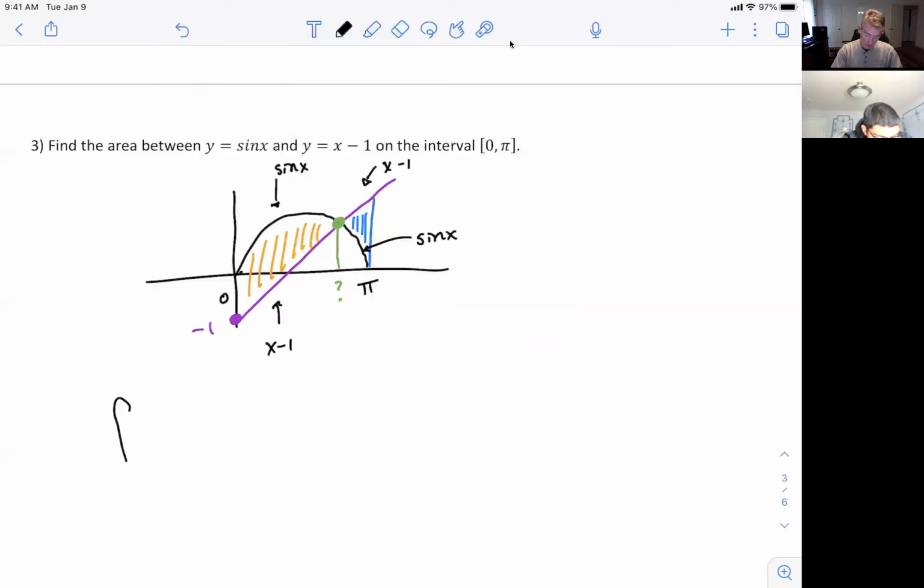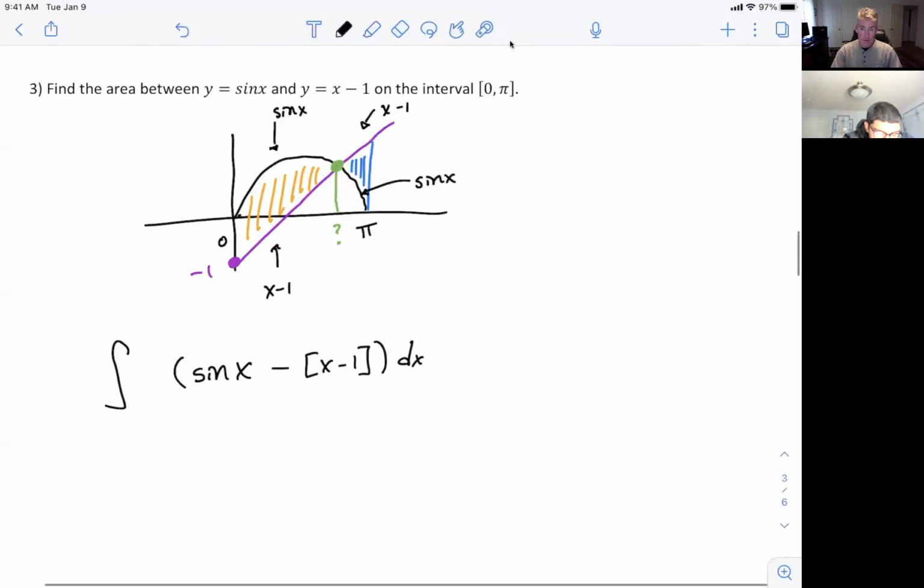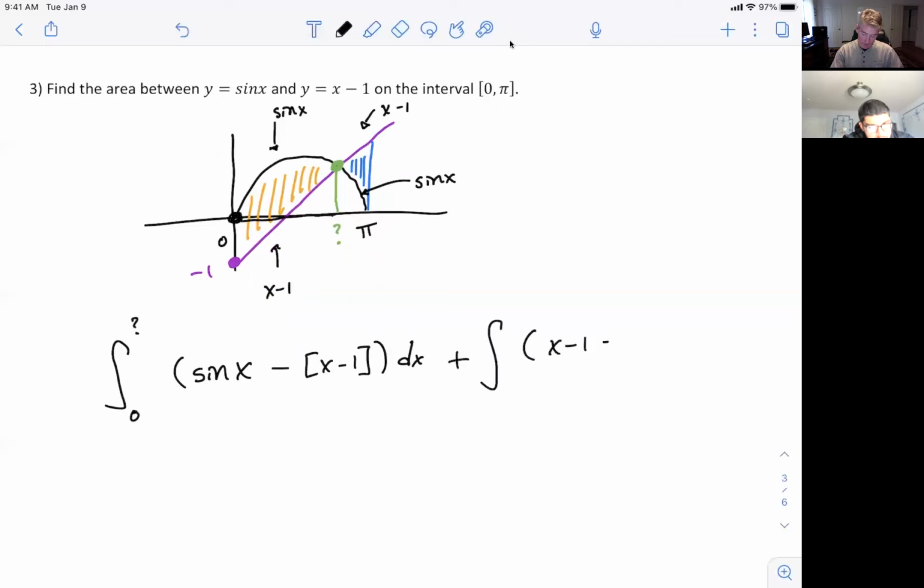So in order to find the total area, first for the orange area, it has to be the top function, so that's sine of x, minus the bottom function, and the limits of integration are going to go from 0 until I get to this green question mark. So from 0 to the question mark. Then plus for the blue area, you then have to have the top function, which is x minus 1, minus the bottom function, which is sine. And then that's going to go from the question mark until pi.